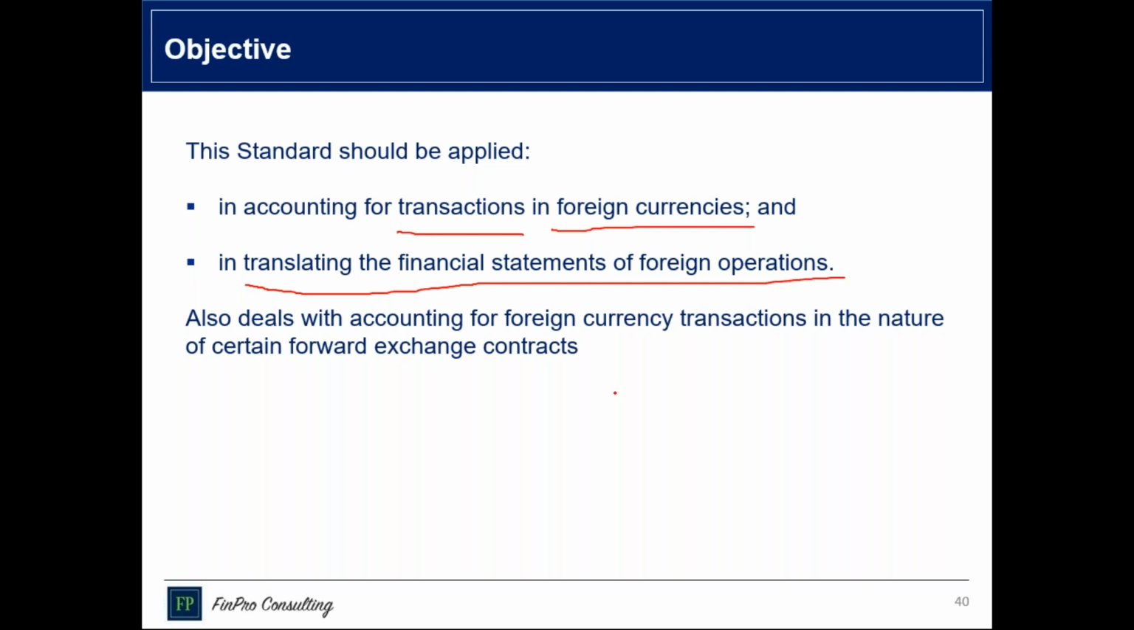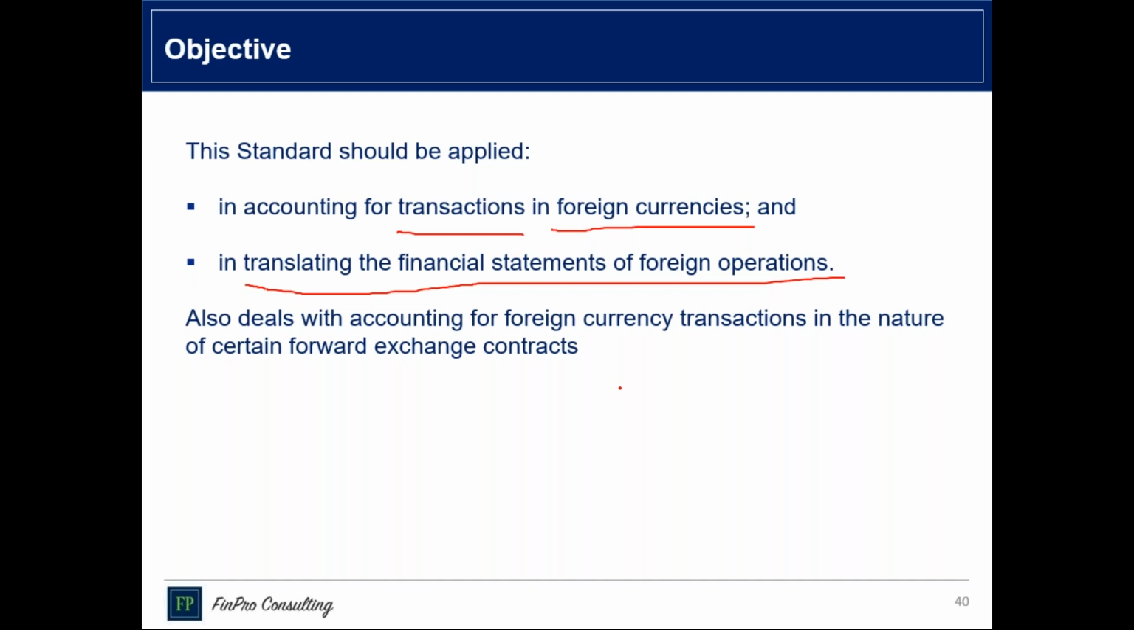And third, it also deals with certain foreign currency transactions which are forward contracts where there is an underlying asset or a liability. Now, whenever you do any major exports, or you have borrowings or imports, a lot of companies enter into forward exchange contracts for hedging their foreign currency risk.